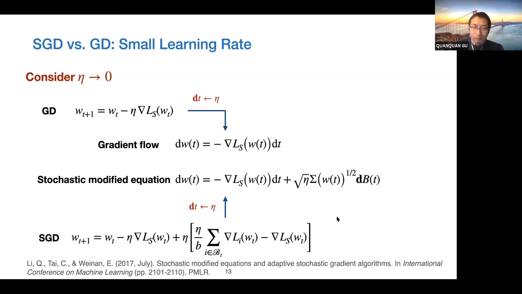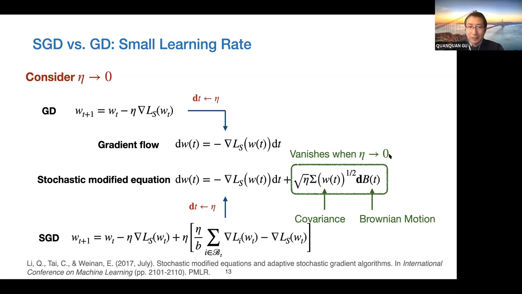When eta goes to zero, when the step size becomes smaller and smaller, this term will vanish, because of the square root of eta factor. In that case, the stochastic modified equation will be identical to gradient flow, because the remaining term on the right-hand side is the same as the term in the gradient flow. This justifies why, when the learning rate is very small or goes to zero, gradient descent and stochastic gradient descent behave very similarly. In a limiting case, they are the same thing.